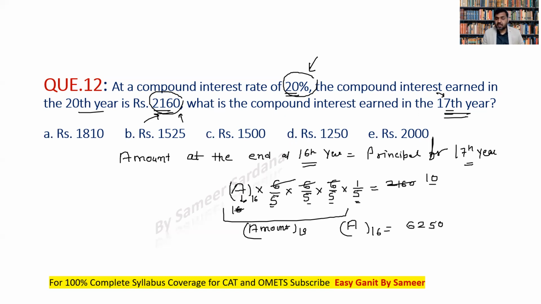Therefore, the interest in the 17th year will be calculated on this amount. That means I need to find out 20% of this, that means 1 by 5 of this, which will be equal to 1250. So can I say that 1250 is the interest that I'll be earning in the 17th year. So the amount of the 16th year will act as the principal for the 17th year, everybody.